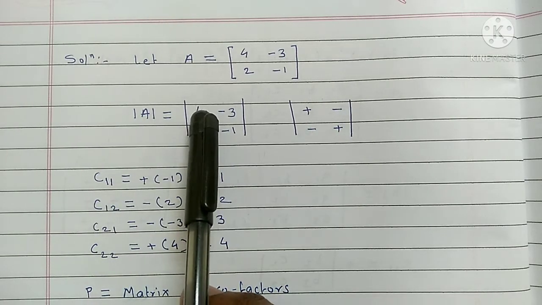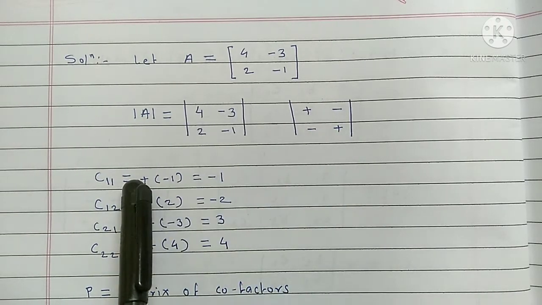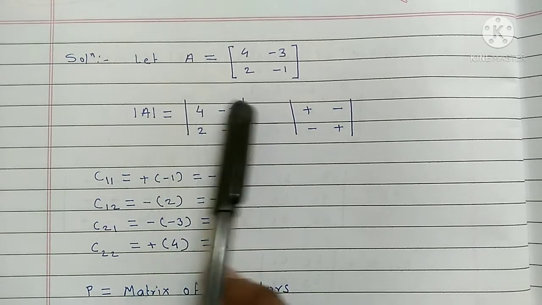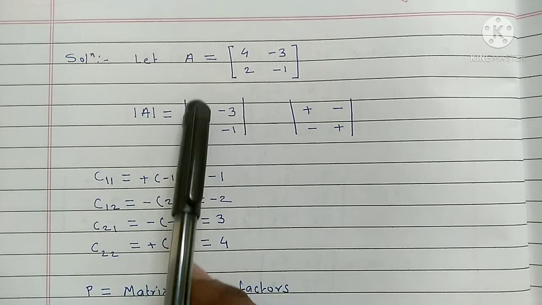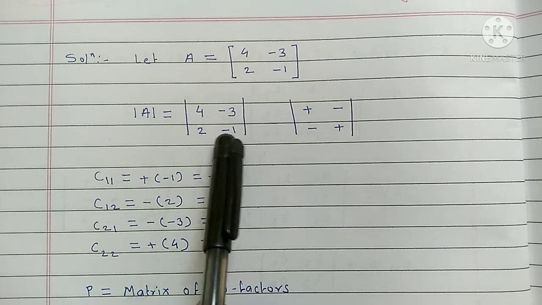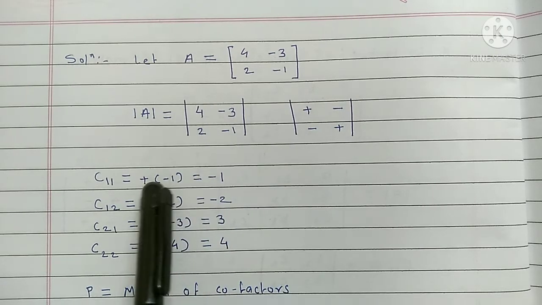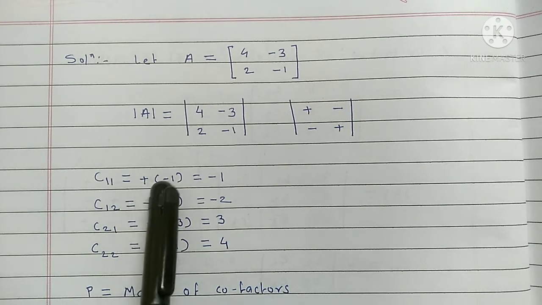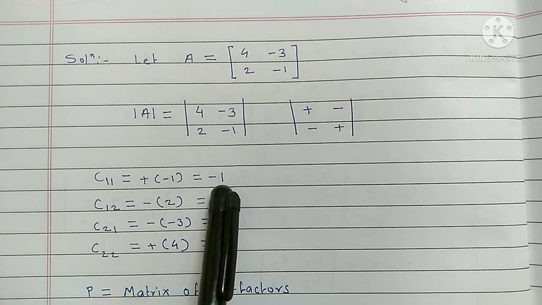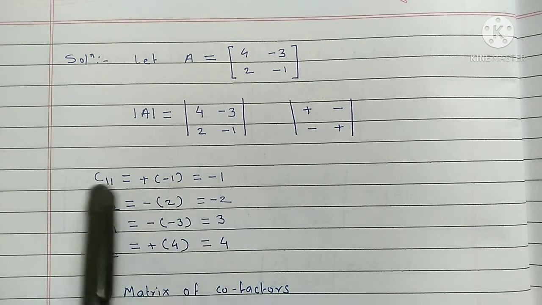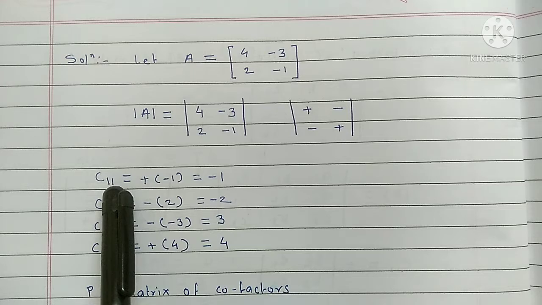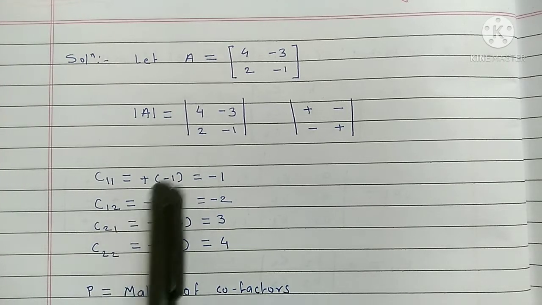Now 4, corresponding sign is plus. So plus, and 4 is in first row and first column. So delete first row and first column. So it is minus 1. So plus minus 1 is minus 1. So it's C11.